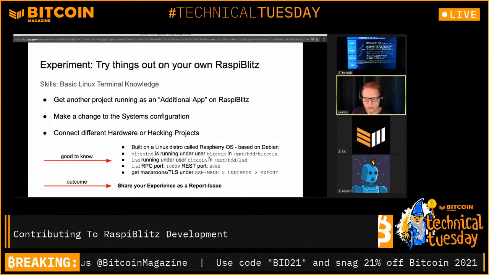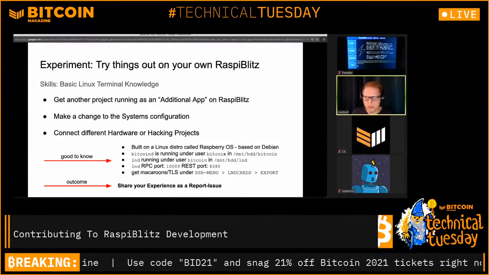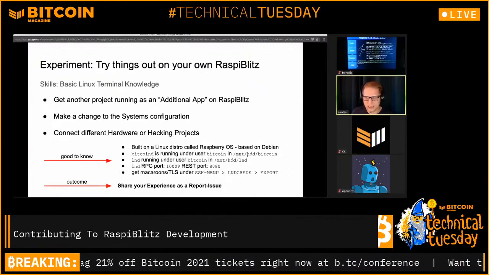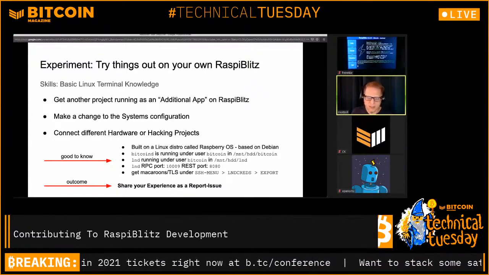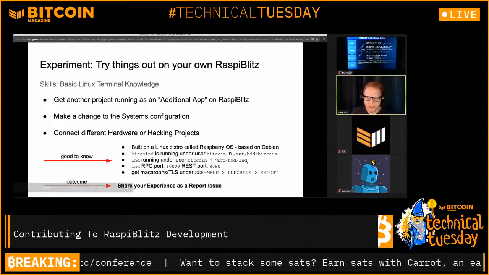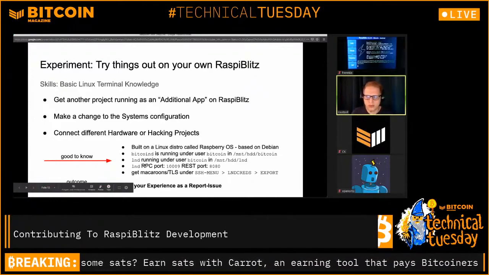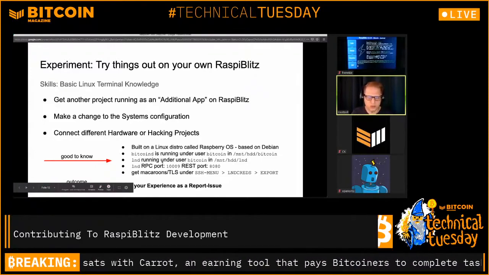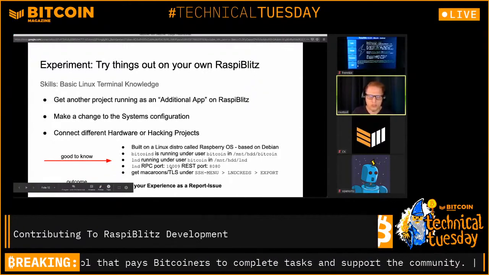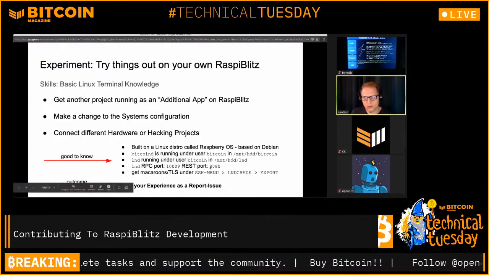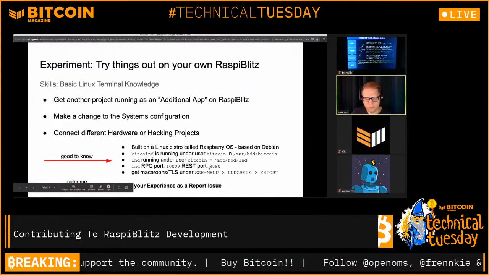The bitcoind is running as the bitcoin user, as a separate user, and you find the Bitcoin install running on the HDD or the SSD, in this path. There's also the LND running as the bitcoin user, and you find it under this path, /mnt/hdd/lnd. If you want to connect to LND, it's good to know that we have the standard ports that you can use. For RPC, you use 10009, and the REST API you should find on 8080.